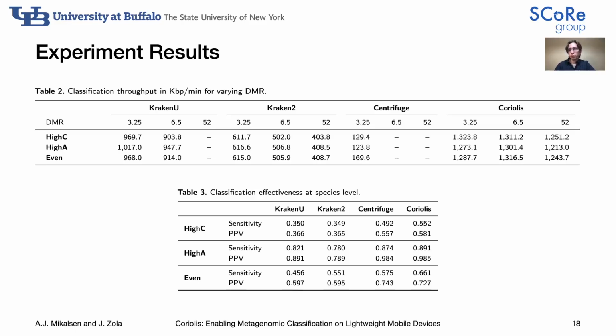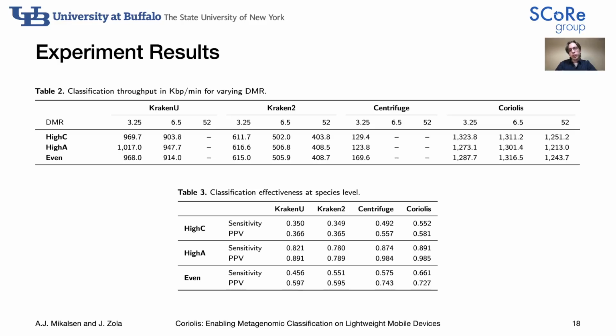Coriolis is faster than all the other tools across each dataset, and its performance doesn't decrease as we increase the DMR. In fact, if we look at 52 DMR, which corresponds to the scenario where for every gigabyte of main memory, we have 52 gigabytes of reference data, Coriolis runs at nearly the same speed as when we run with a DMR of 3.25.